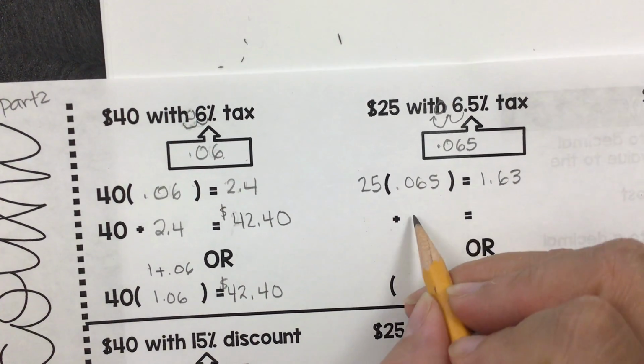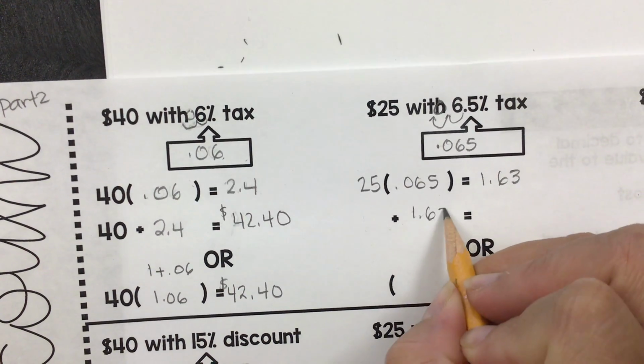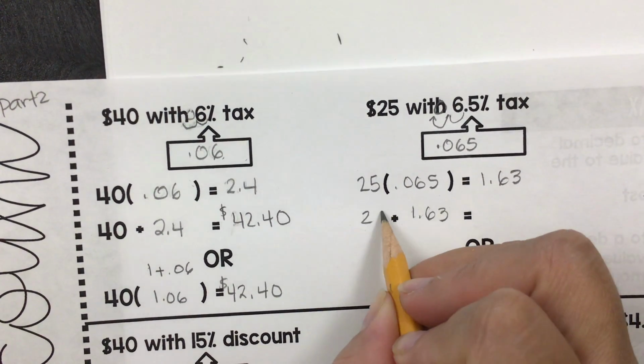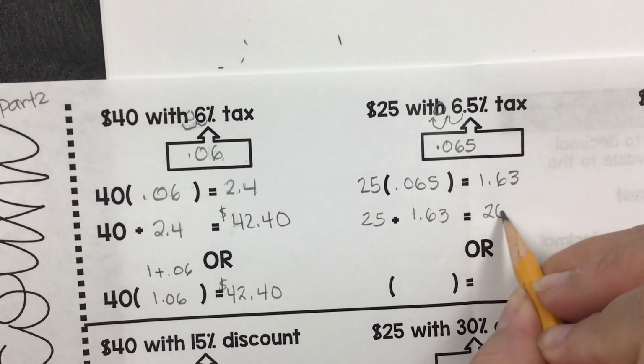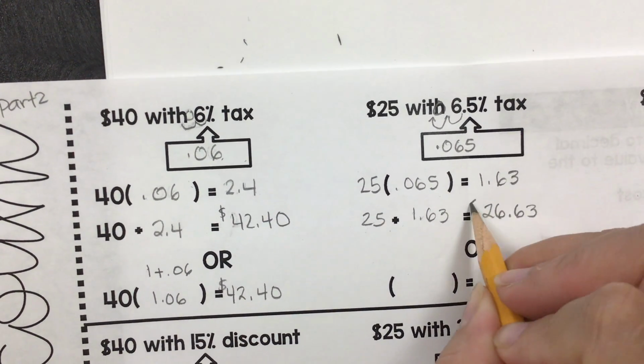That amount is going to be added to the original amount of $25. So you're going to have to pay $26.63.